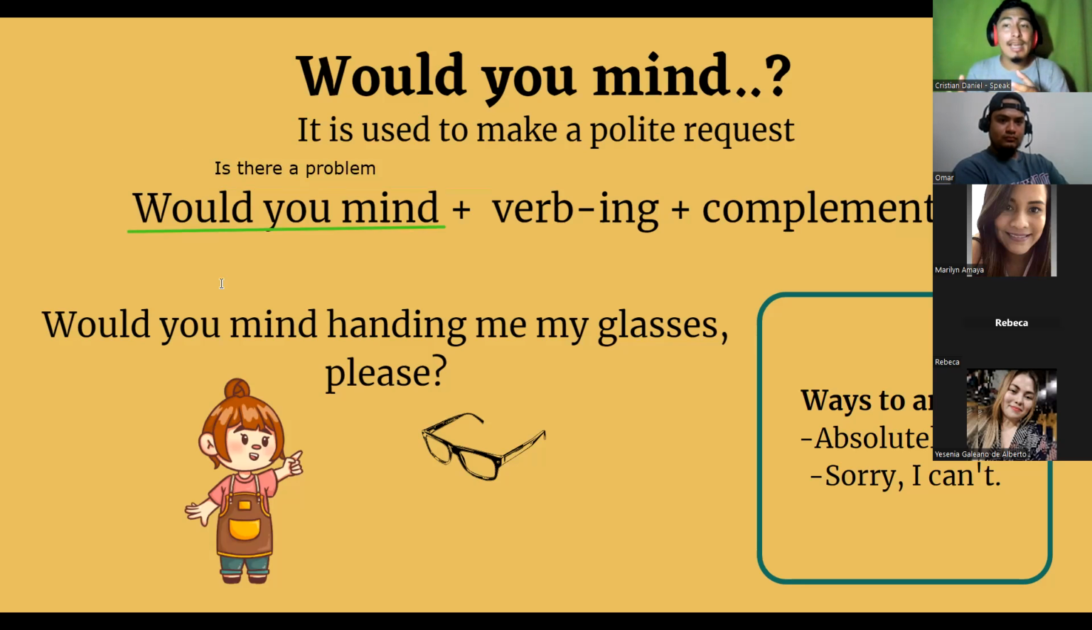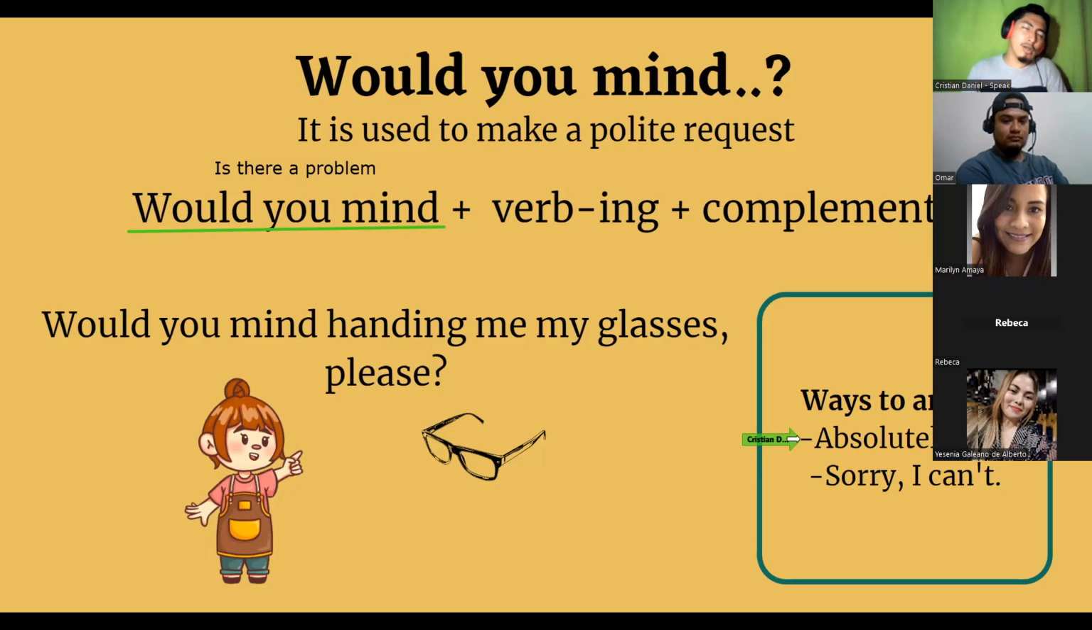Okay, that's why, everybody, the first answer that we have says, absolutely not. I don't have any problem, okay? If we answer absolutely not, the meaning isn't that we don't want to help him or her. The meaning is that we want to help him or her, and we are going to do it. So absolutely not. I don't have any problem.